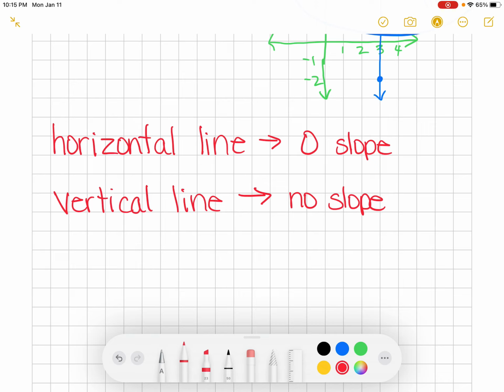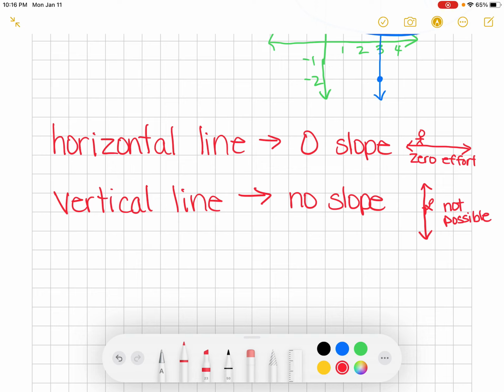So let me tell you how I have kids remember this. A vertical line is very easy to walk on. So if I'm walking along, it's very easy. So it takes 0 effort. But what if I had a vertical line and I was trying to walk up that? Well, that makes it really hard to walk up, right? I say you have to be Spider-Man to walk up a vertical line. So this is not possible. No human can walk up a vertical line. Okay, so that's why it's called no slope.